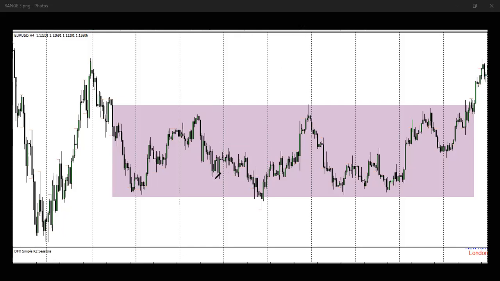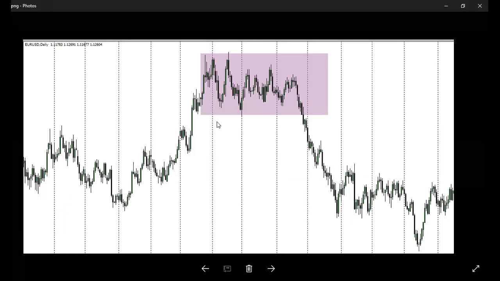Do not be confused by this. So as long as price is not breaking this low and this high, we are still in a range. That's a range. Until they break it here, that was the BMS. So this is a clear range. This one is not clear.